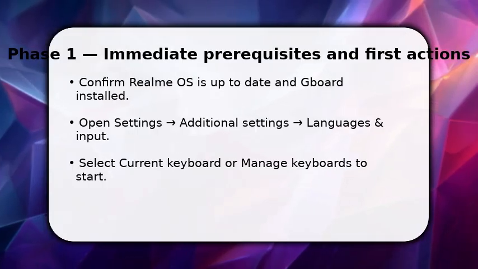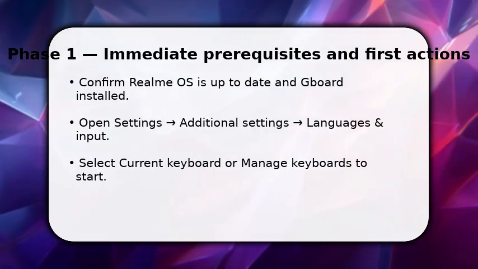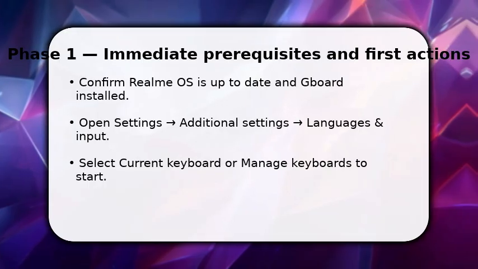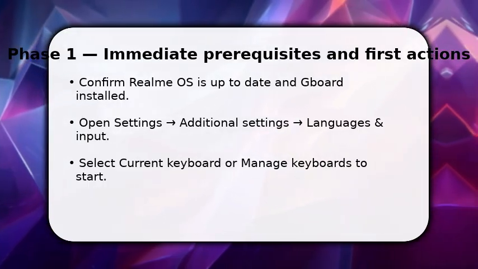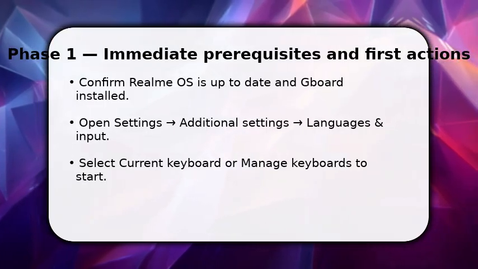You start by verifying essentials. Make sure your Realme OS and Gboard are updated because outdated apps change menus. Once done, open Settings and go straight to Additional Settings, then Languages and Input. This is where Keyboard controls live.